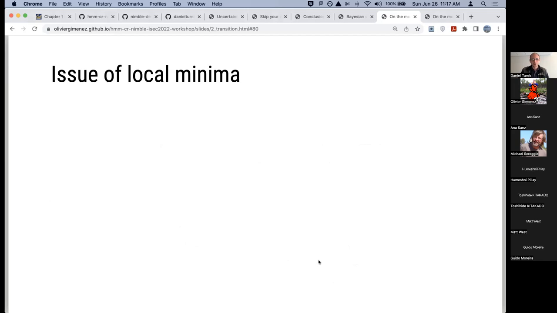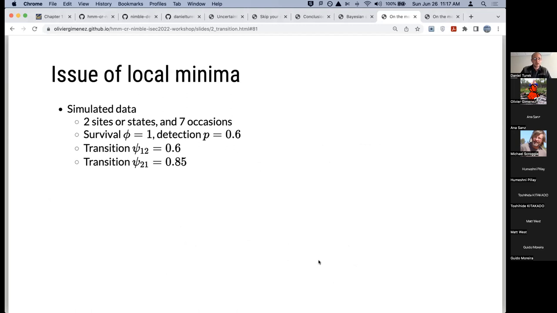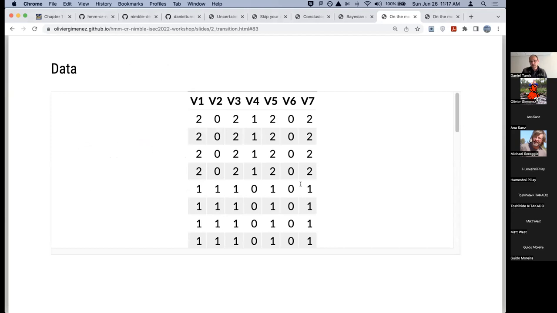I'll just close briefly with issues of local minima, which can occur with these. We won't go into too much detail. Here's a data set, which fits into this model of transitions between two sites with specific probabilities. In fact, actually perfect survival equals one and imperfect detection. We can fit a model like this, and here's where the data comes from, analyzed formally by Olivier. And here's what the data looks like, transitions between two sites, one and two, and non-detections represented by zero.